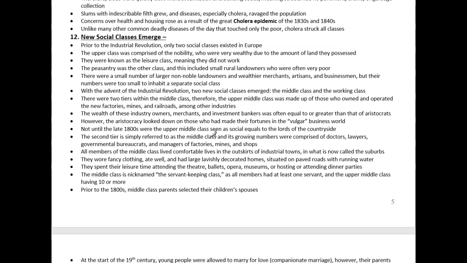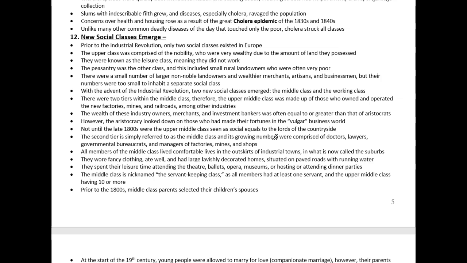Not until the late 1800s were the upper middle class seen as social equals to the lords of the countryside. The second tier is simply referred to as the middle class, and its growing numbers were comprised of doctors, lawyers, governmental bureaucrats, and managers of factories, mines, and shops. All members of the middle class lived comfortable lives in the outskirts of industrial towns, in what is now called the suburbs. They wore fancy clothing, ate well, and had large, lavishly decorated homes situated on paved roads with running water. They spent their leisure time attending the theater, ballets, opera, museums, or hosting or attending dinner parties.